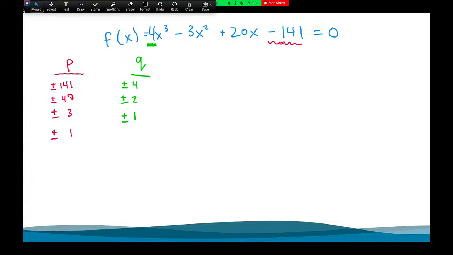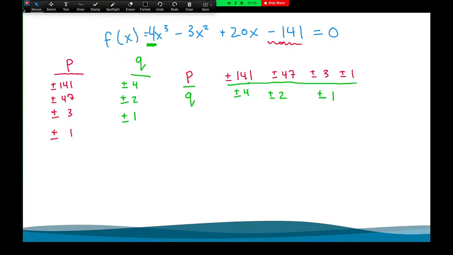We can put these all in a huge fraction where we do p over q, which would be plus or minus 141, plus or minus 47, plus or minus 3, plus or minus 1, just all divided by the q values, which would just look like this. It's just like a big fraction. And then plus or minus 2 and plus or minus 1. By doing this, we can find all of the possible combinations.